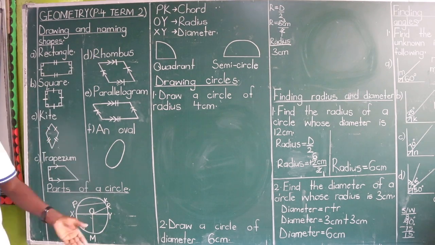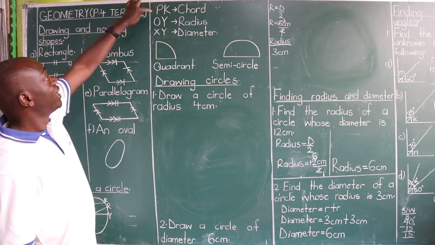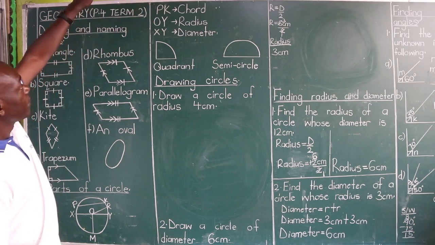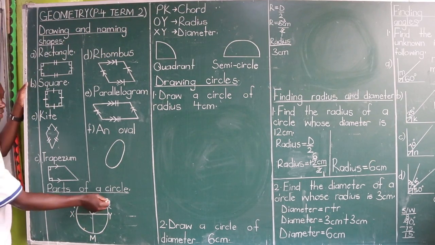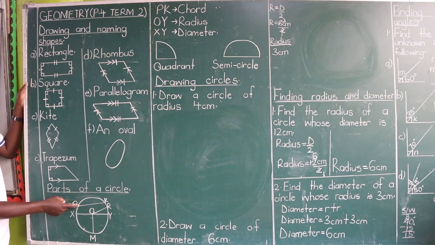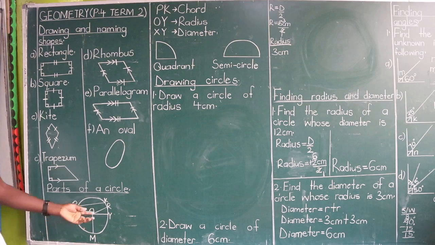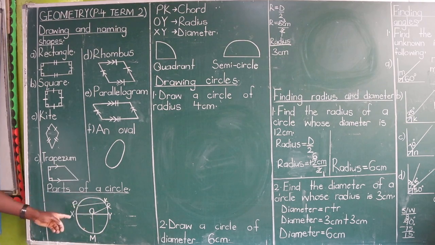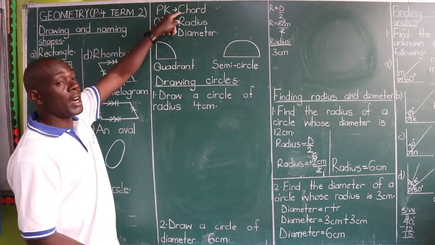So you will be required to name the lines. Like you see here, we are saying name line PK. Look at PK. I say it's called a chord because it doesn't pass through the center but connects to the wall of the circle, wall to wall, but not through the center. From circumference to circumference, but not through the center. That PK is called a chord. Look at the spelling, C-H-O-R-D.